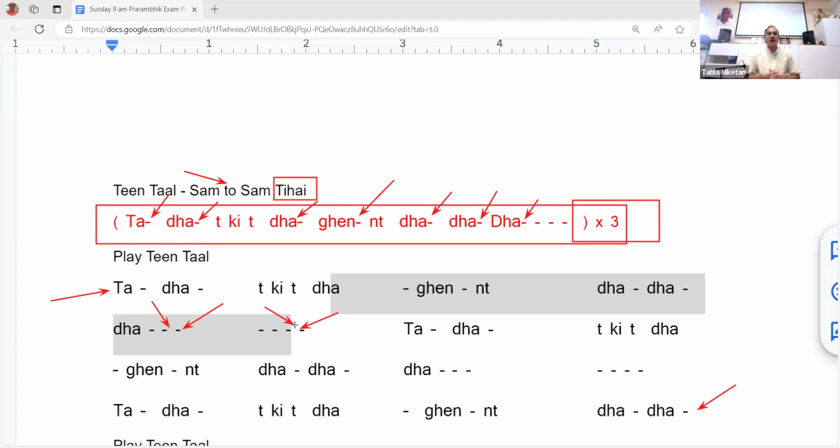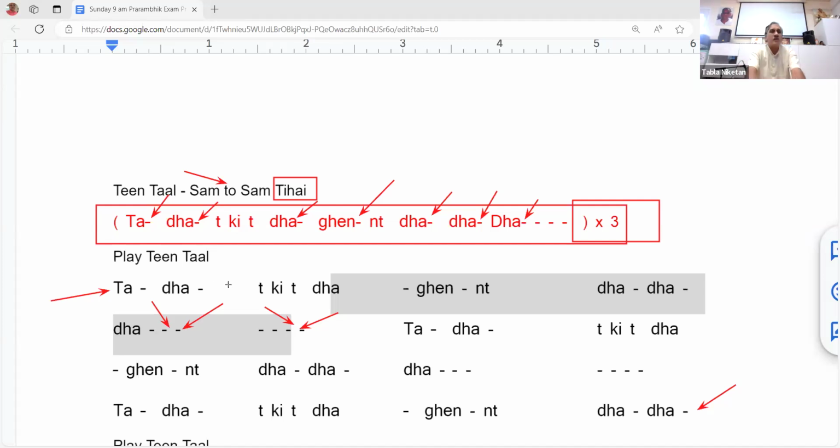One, two, ready, go. Ta a dha a ta ki ta dha a ghe en ta dha a dha a dha, 1 2 3, 1 2 3 4. No, no, I'm eliminating the akar. Try to fill the gap. Ta dha ta ki ta dha ghe dha dha dha.